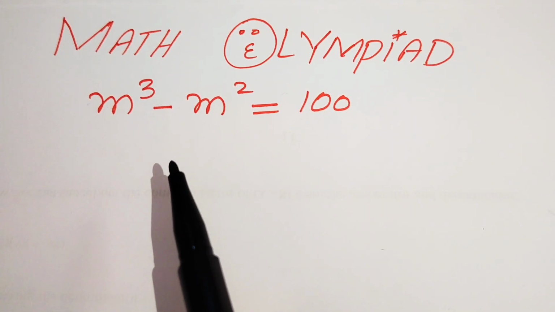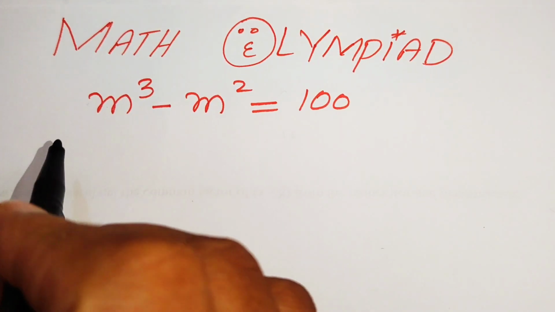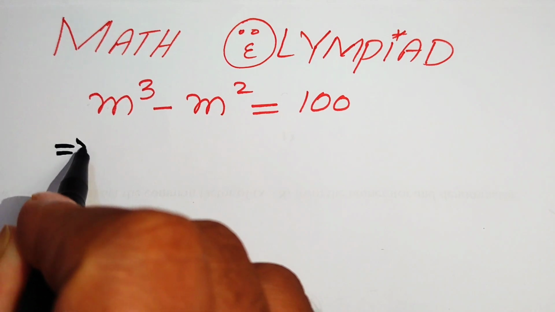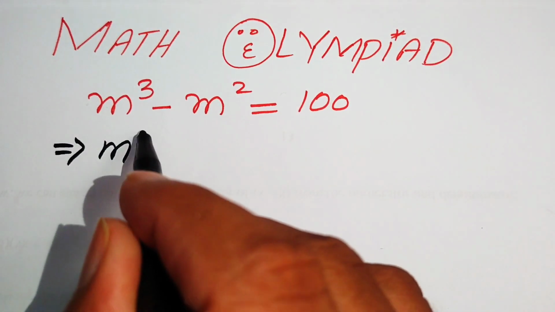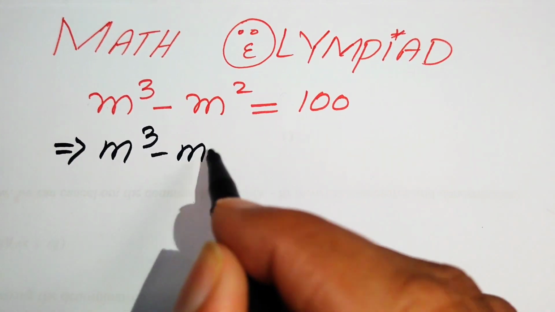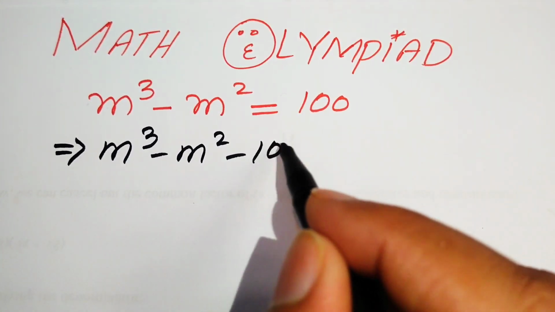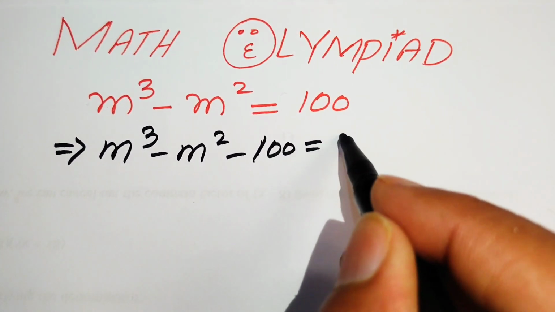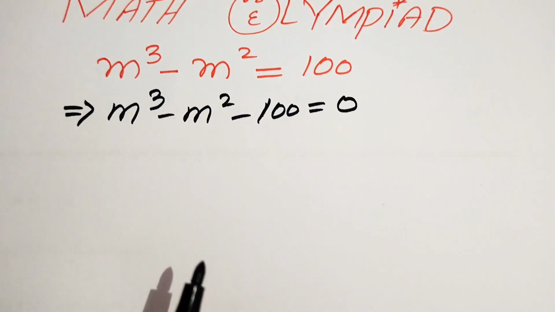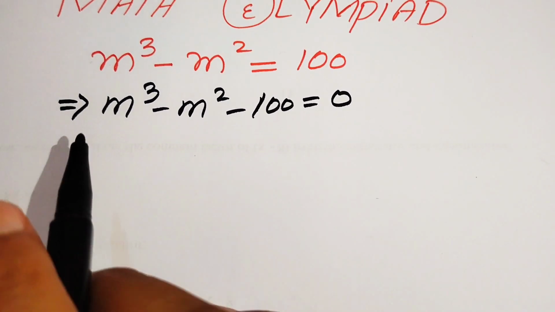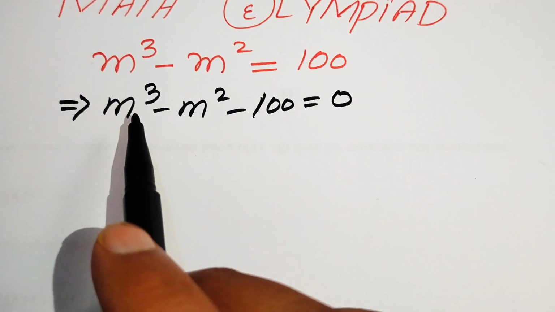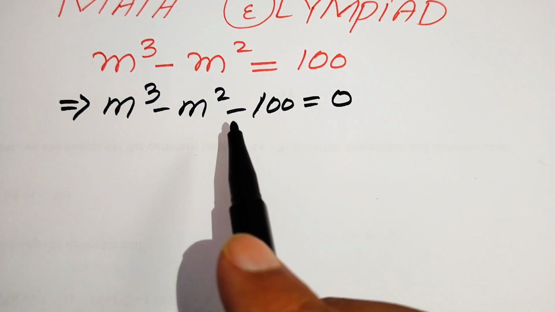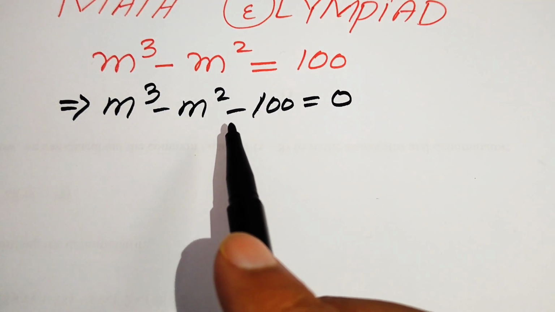The very first step we are going to do is rearrange this equation and move this 100 to the left hand side, and it will be written as m cubed minus m squared minus 100 equals 0. Because this is a cubic equation, the highest exponent of m is 3, so it means that this equation has 3 roots.